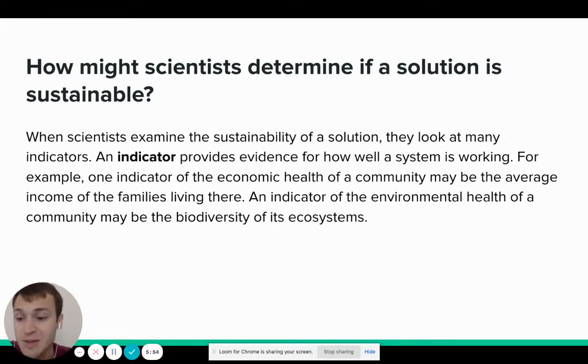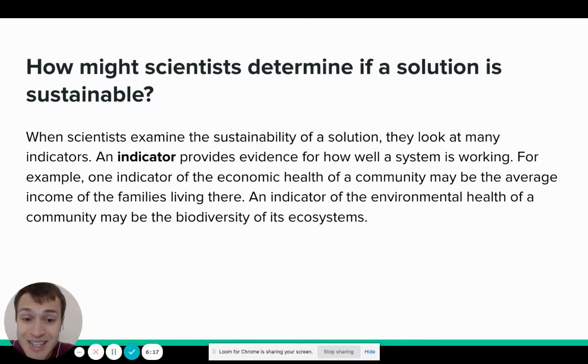So remember, when we talked about biodiversity, we said if an ecosystem is biodiverse, that means it has lots and lots of different species. And if an ecosystem has lots of different species, then it's very healthy. If something happens to one of those species, well, that's bad, but the rest of the ecosystem will survive.